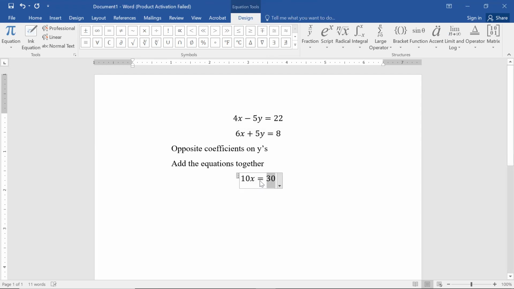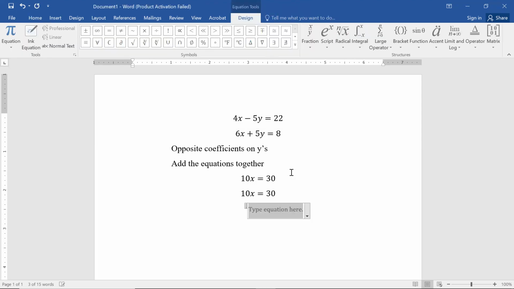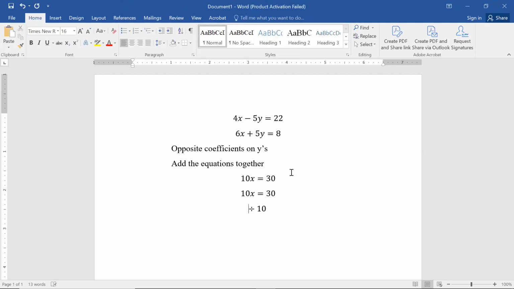Now that we've added the equations together, now we can solve. In order to solve this equation, all I have to do is divide by 10 on both sides. So divide by 10 on the left-hand side. And then divide by 10 on the right-hand side.